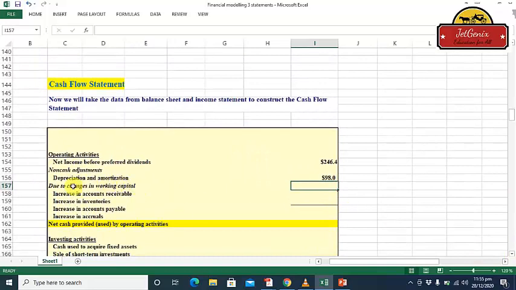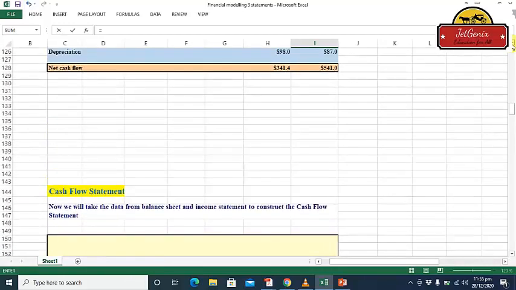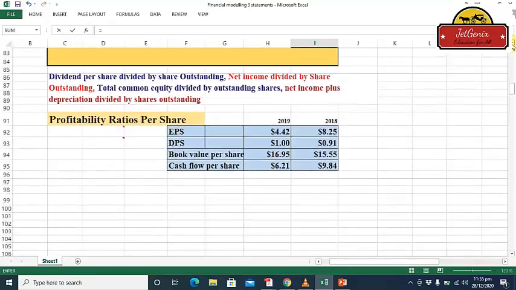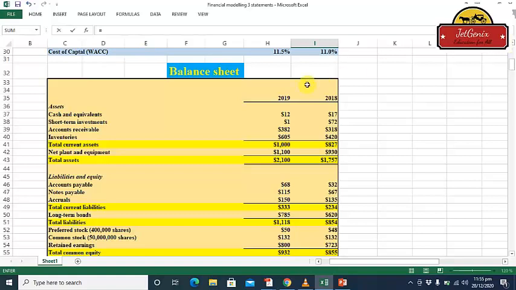Now again we are going to report the change in working capital. Here I am going to report the increase in accounts receivable, and I will calculate it by subtracting the account receivable in 2018 from the account receivable in 2019. The account receivable amount we can find in the balance sheet, so scroll up to the balance sheet, where we can find it and calculate the change in account receivable.